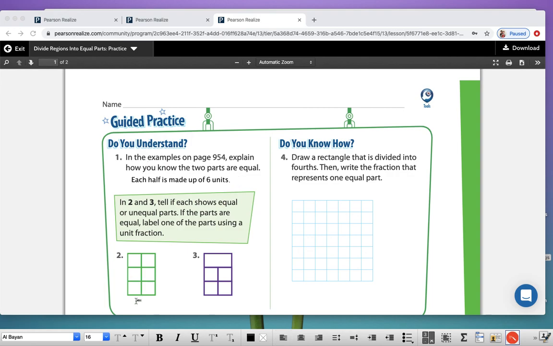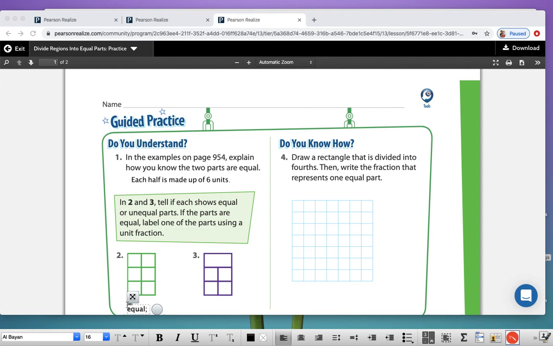Now let's look here. It says in 2 and 3, tell if each shows equal or unequal parts. If the parts are equal, label one of the parts using a unit fraction. So let's look at number 2. Are each of the parts equal? Look at them. Do they look equal to you? Yes, they are equal. They're all exactly the same. So we're going to write the word equal, E-Q-U-A-L, and then we're going to write a fraction.